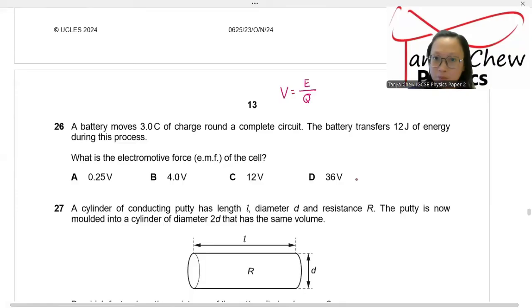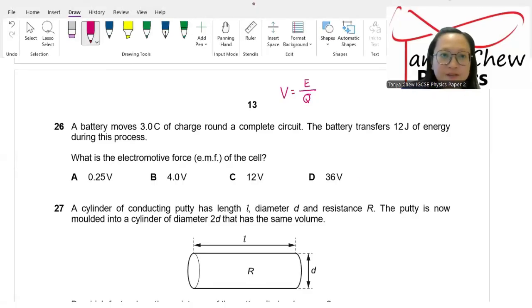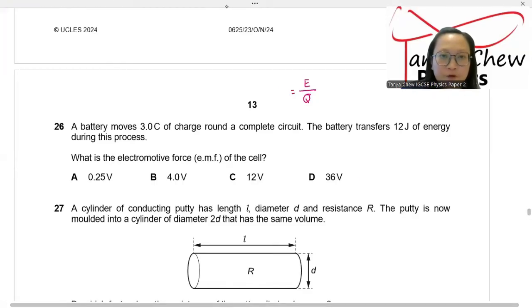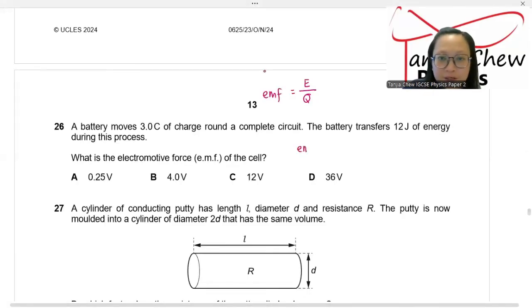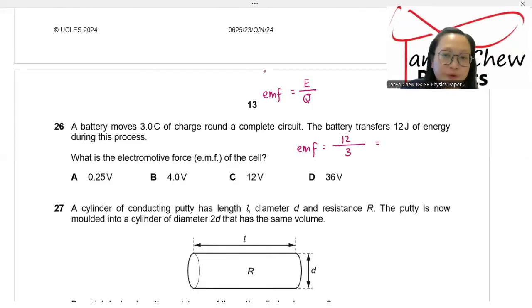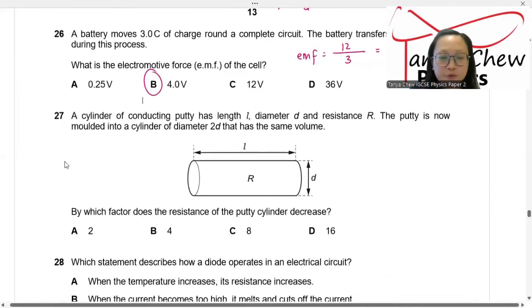So remember, this is the equation of the electromotive force. I write it as EMF instead of V because you might confuse it with PD. EMF is equal to the energy given, 12, over the charge given, which is 3 coulombs. So EMF is 4 volts. B is the answer. Now, question number 27.